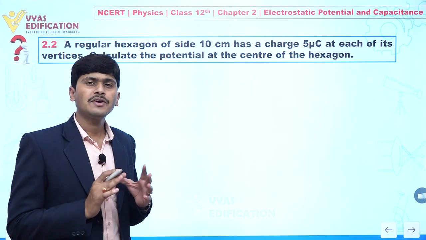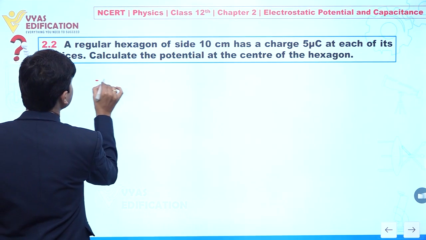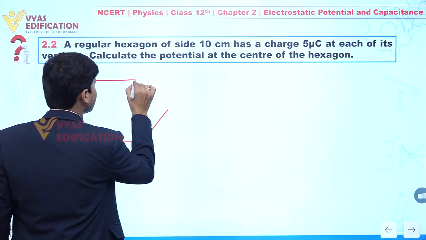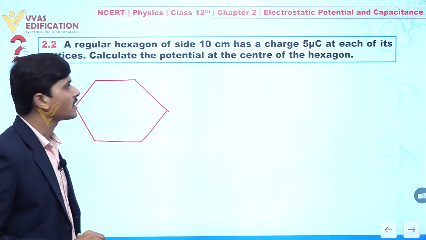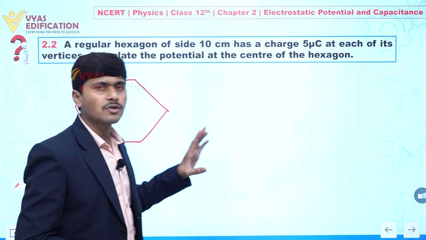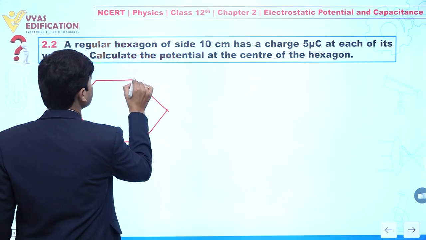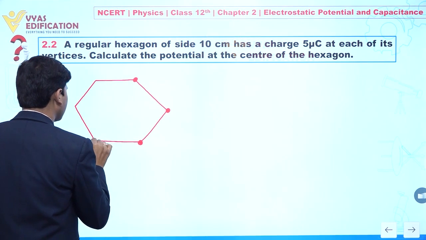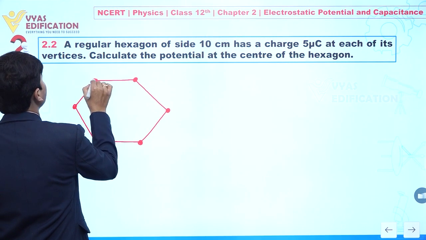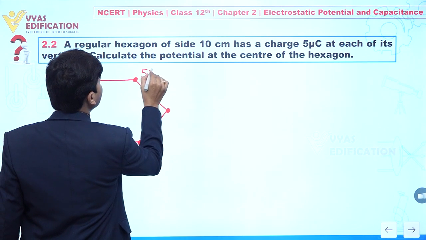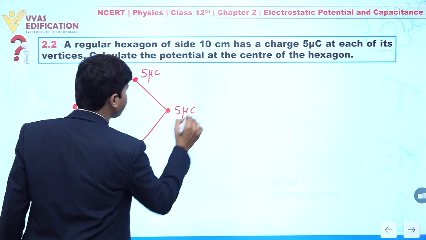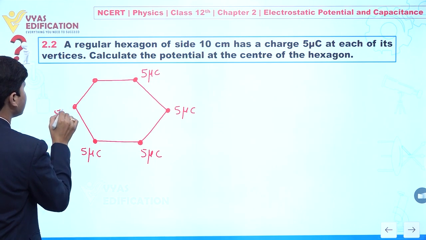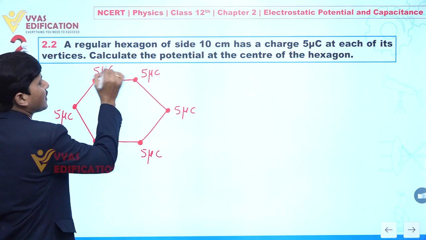Let's suppose first if we draw here a regular hexagon, so let's suppose this is the hexagon. This is a regular hexagon and we are placing a charge of 5 microcoulomb at its vertices. So let's suppose we are placing charges at this point, this one, and the charge given to you is 5 microcoulomb. So 5 microcoulomb charge, here we also have 5 microcoulomb, 5 microcoulomb, 5 microcoulomb, and this one is also 5 microcoulomb.